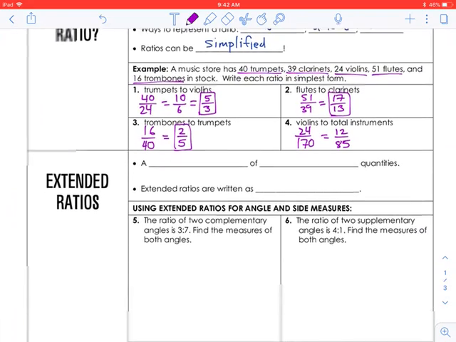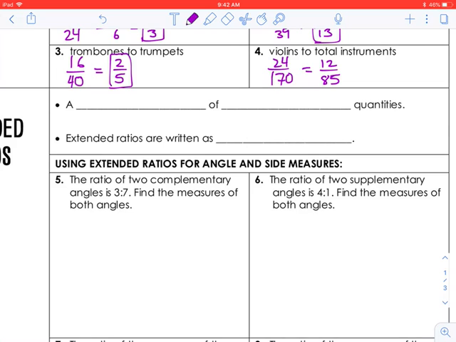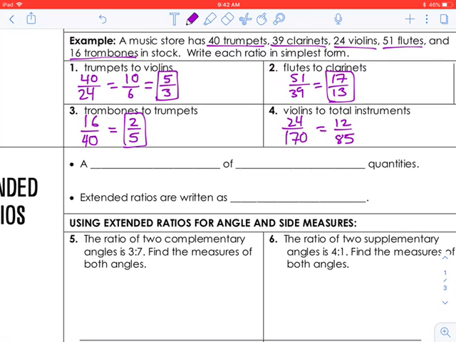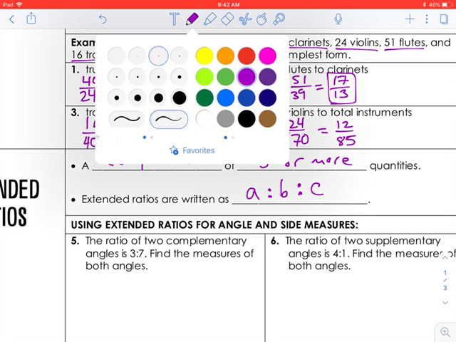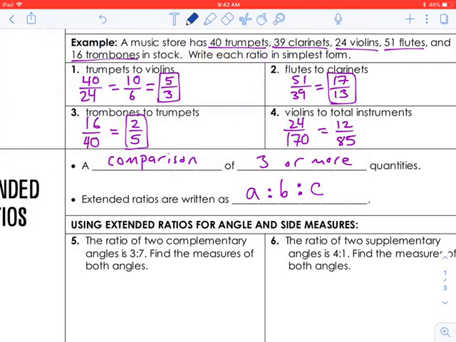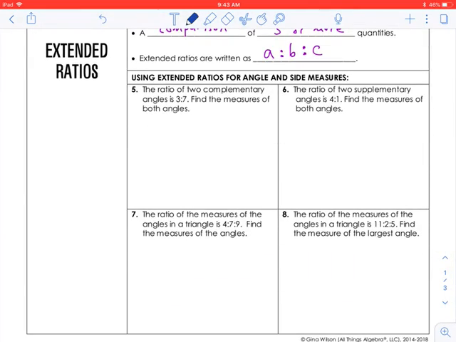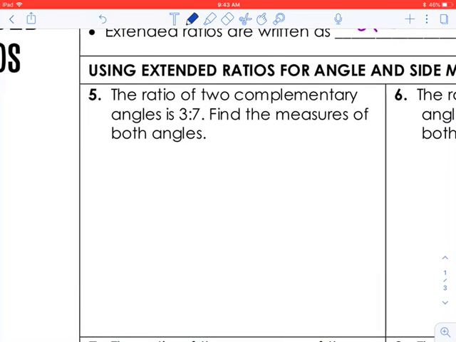Extended ratios are when we have more than just 2. That is a comparison of 3 or more quantities. Extended ratios are written as A to B to C. We can't write those as fractions because fractions only have a numerator and a denominator.